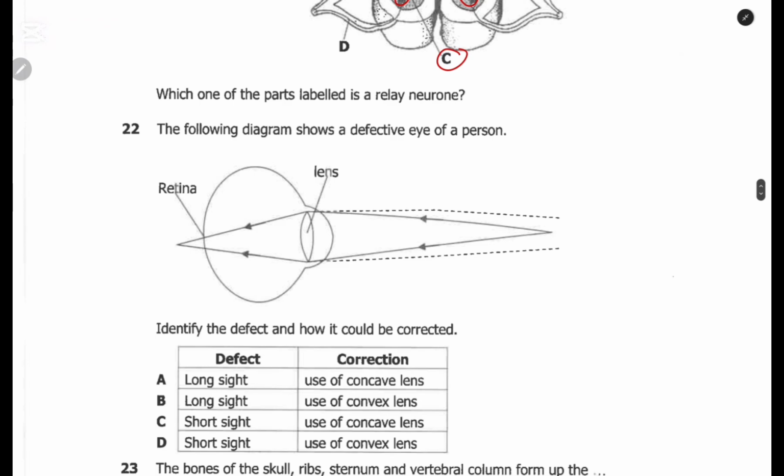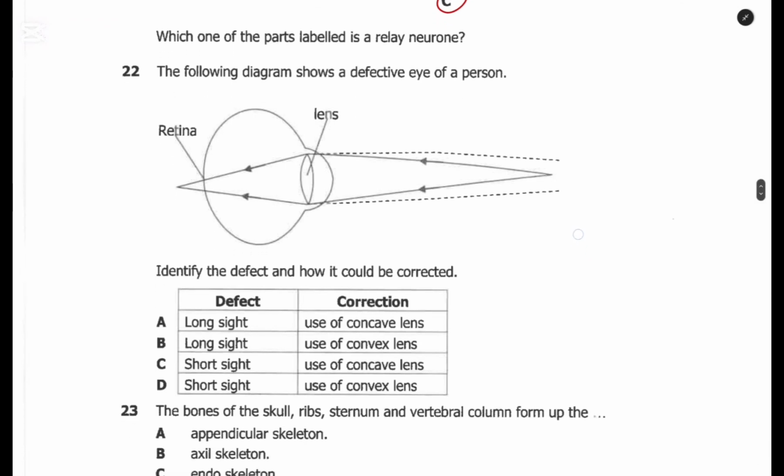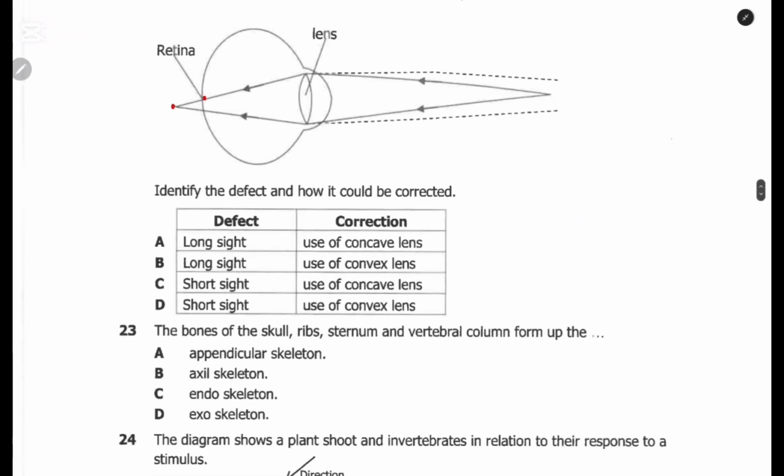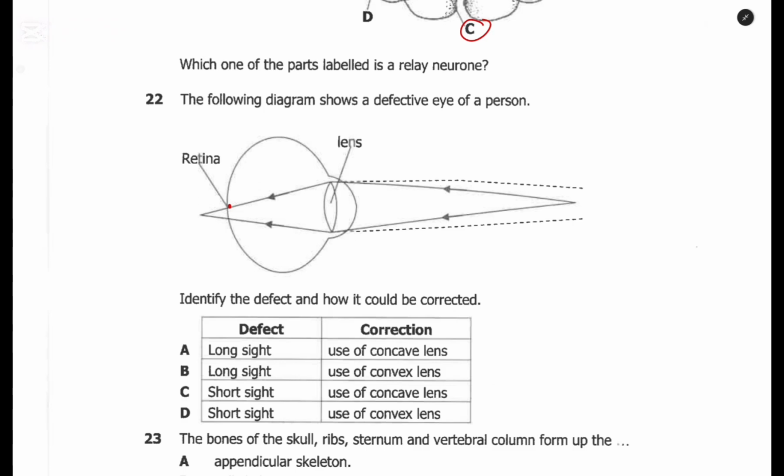The following diagram shows the defective eye of a person. You have the retina here, and also the image is formed there, the lens there. Okay, identify the defect and how it can be corrected. So this one is long-sightedness. Someone is able to see from a long distance, but objects that are closer look blurry, and this is caused by long-sightedness.